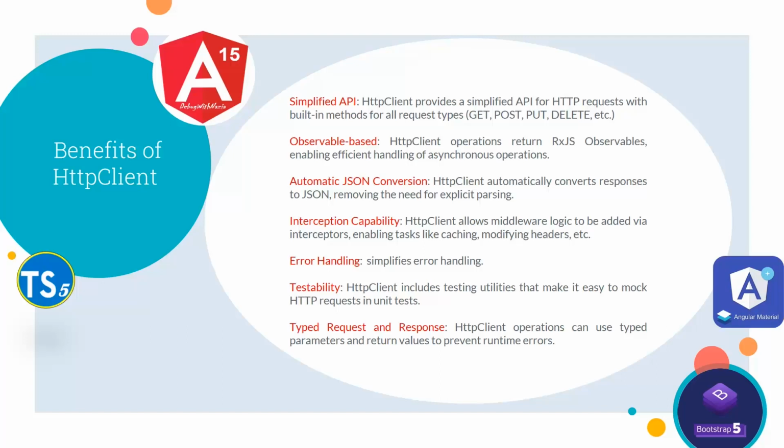Then there is error handling. It simplifies the error handling. Then testability. HTTP client includes testing utilities that make it easy to mock HTTP requests in unit tests. Last is typed requests and responses. HTTP client operations can use typed parameters and return values to prevent runtime errors.